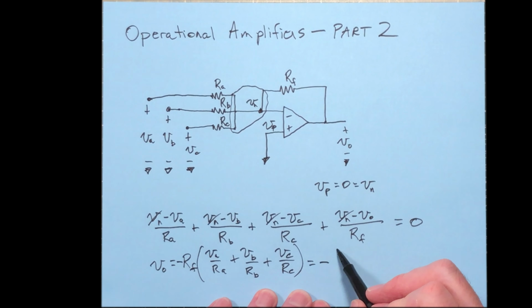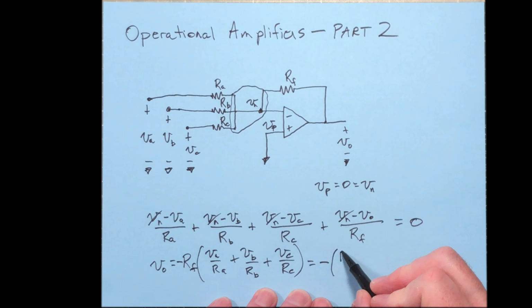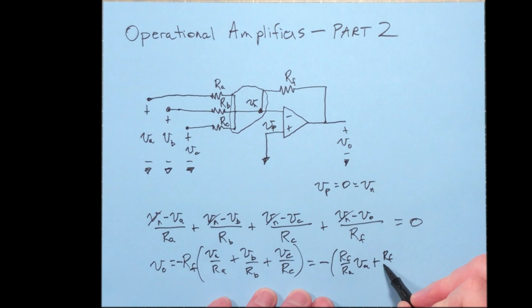Keep the minus sign outside, and R sub F over R sub A V sub A plus R sub F over R sub B V sub B plus R sub F over R sub C V sub C. There.